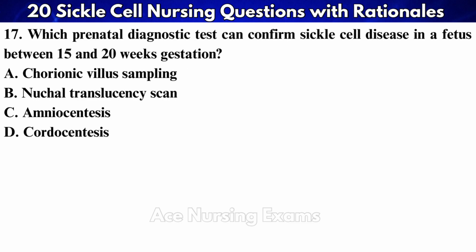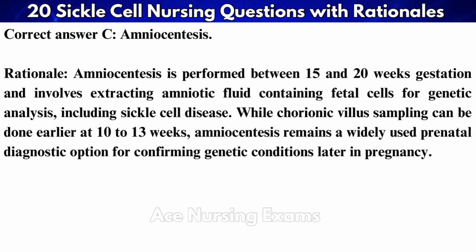Question 17. Which prenatal diagnostic test can confirm sickle cell disease in a fetus between 15 and 20 weeks gestation? A. Chorionic villus sampling, B. Nuchal translucency scan, C. Amniocentesis, D. Chordocentesis. The correct answer is C. Amniocentesis.